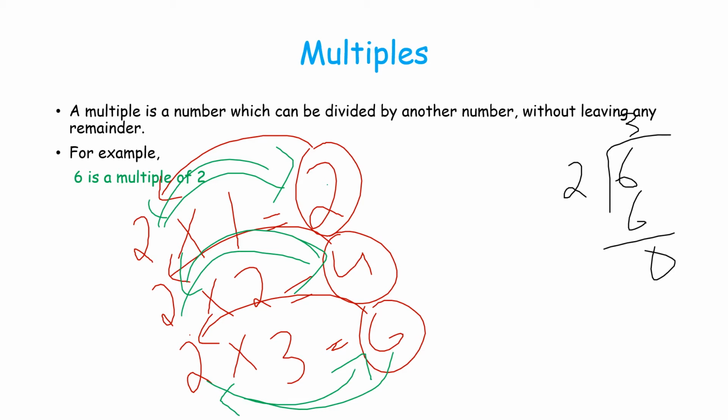Here, 6 is a multiple of 2, but 2 is a factor of 6 because 2 can divide this number. So 2 is a factor of 6 and 6 can be divided by 2. So 6 is a multiple of 2. So I hope the concept of multiple is clear now. Now let's move on to the next topic.